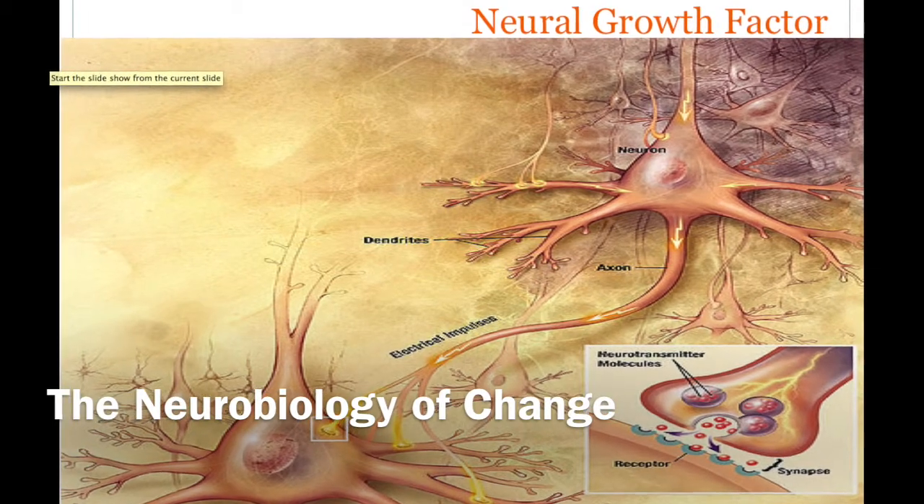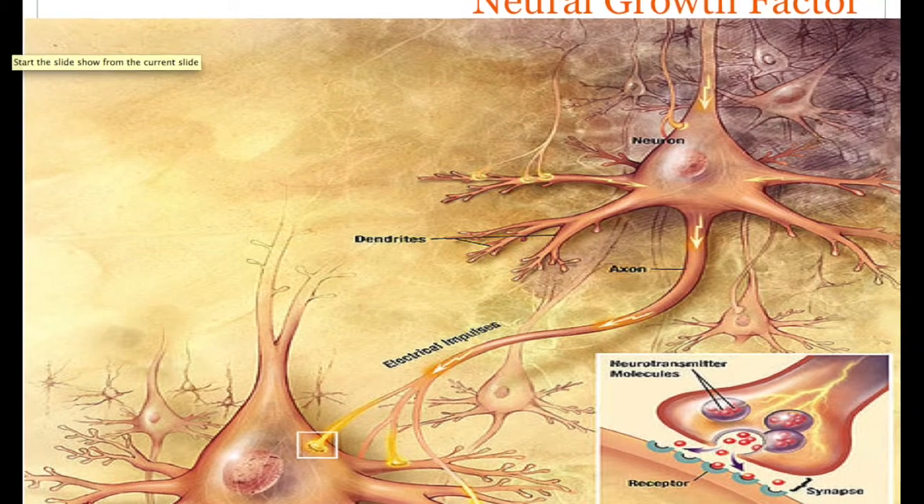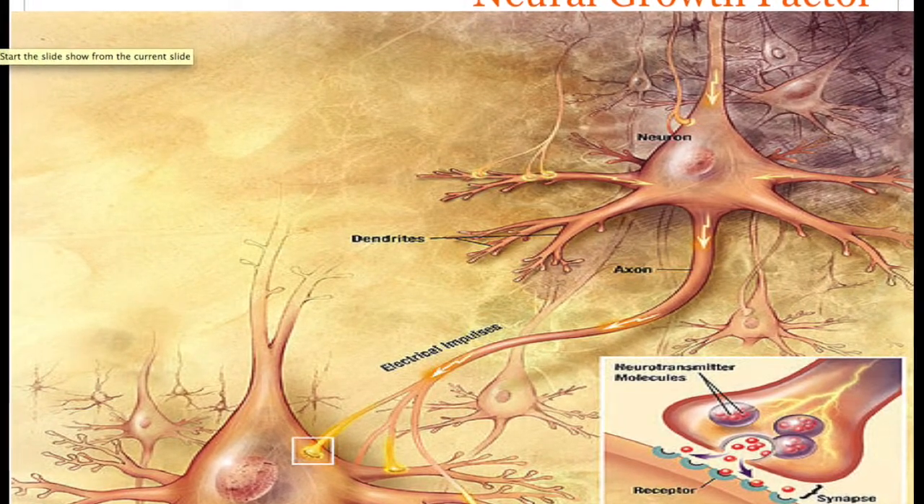This is a diagram of the most elemental unit of the brain, nerve cells or neurons. This picture shows two adjacent neurons. The inset picture shows that these adjacent neurons do not actually touch one another. They're separated by a tiny space called a synapse. The synapse is where everything is stored. The synapse is where everything happens.